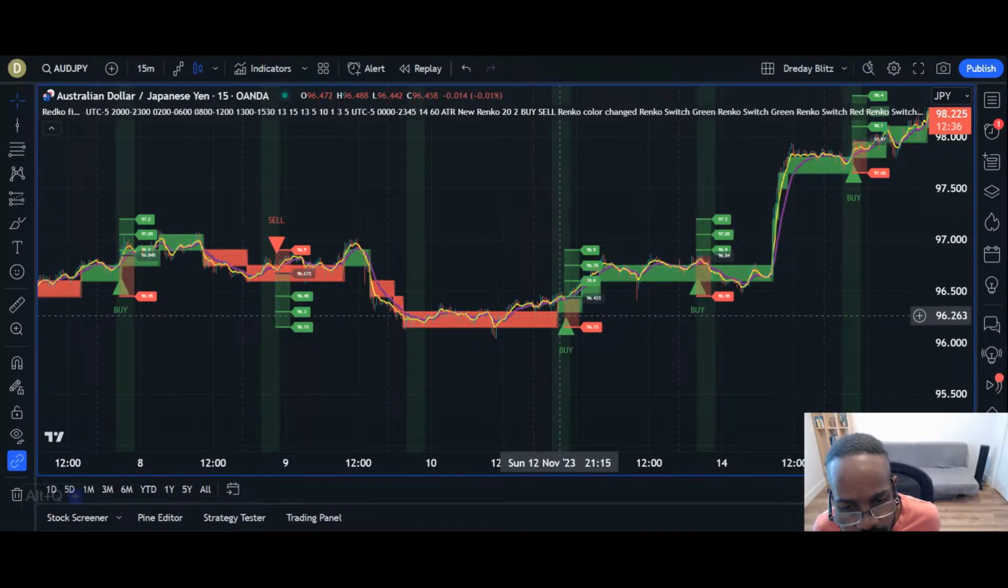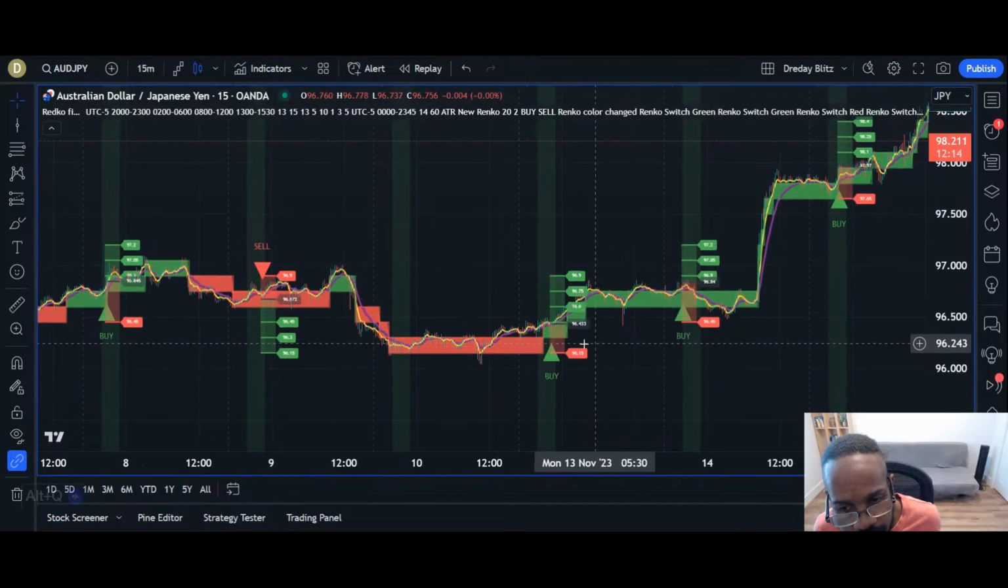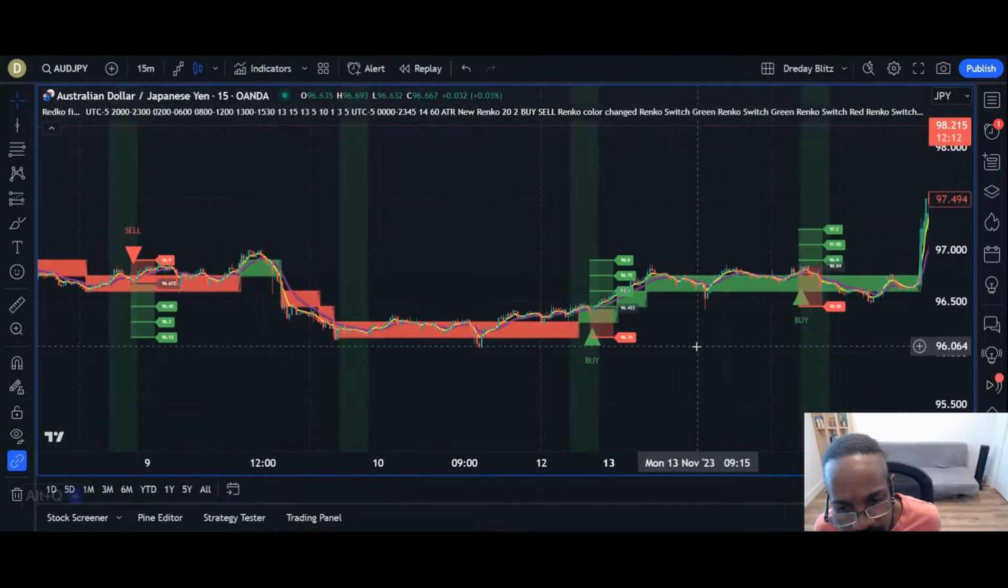Why do you think we have a switch right here at that time? Because we're in Asian session. This is where the volume is increasing, so we have a continuation going up. Now the Renko bars are showing you that yes, we are going up. We're waiting for buy entries. Boom, you have a buy entry. You get in. This is your entry price right here.